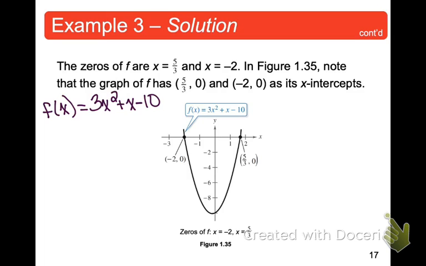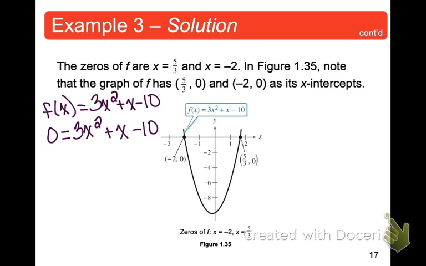Now, in order to solve this one, I have to factor this. And I know that we don't love factoring. So if factoring is not your thing, you let me know and I'll send you some videos that can help with that. So I'm going to set this equal to 0. So I've got 0 equals 3x squared plus x minus 10.